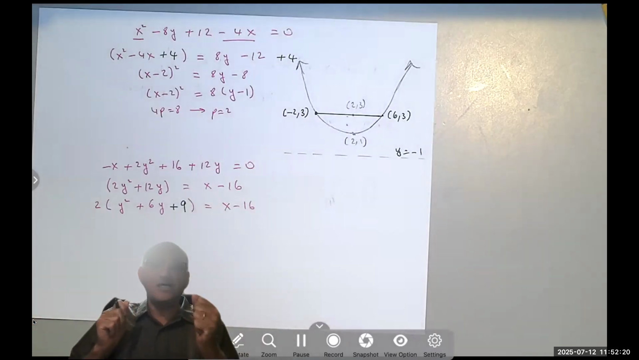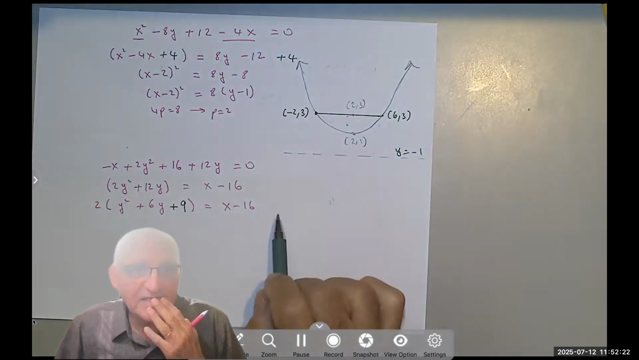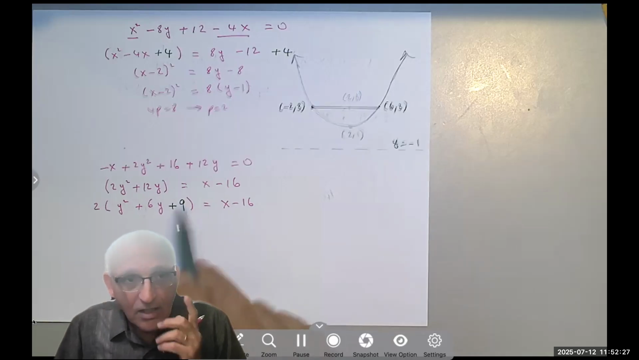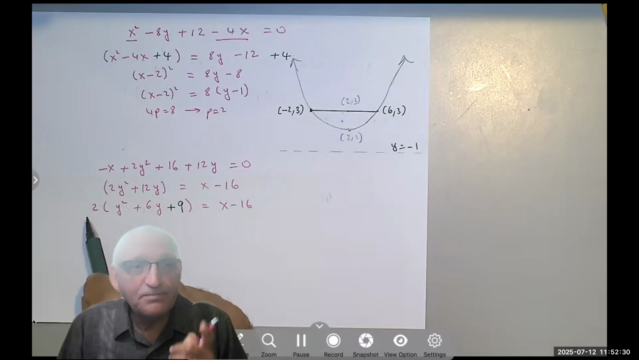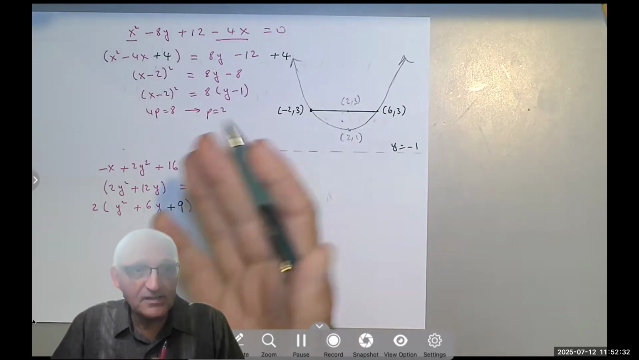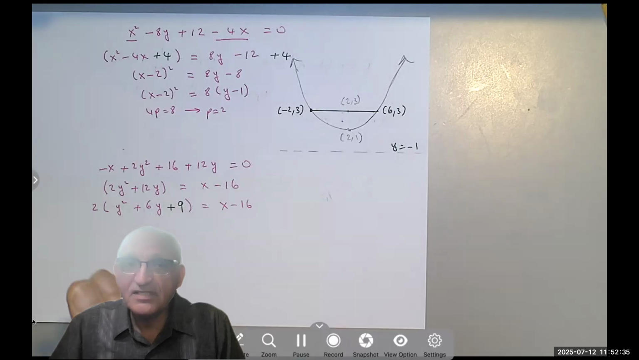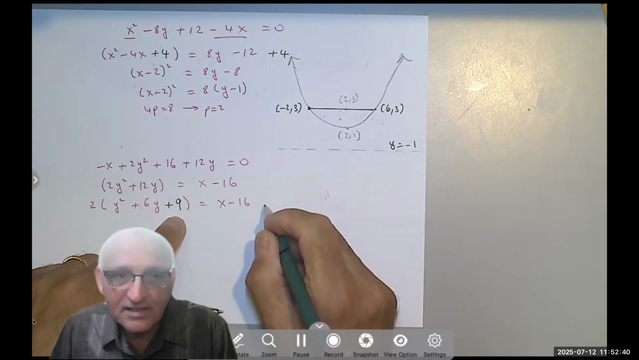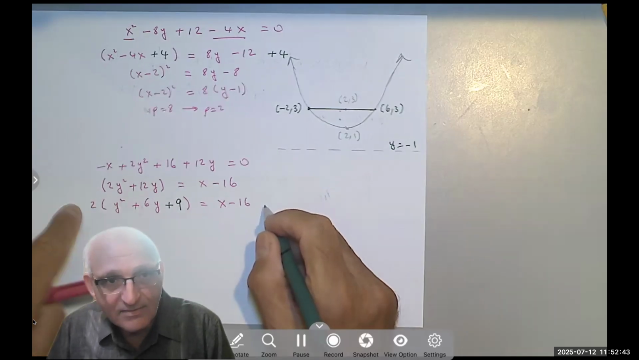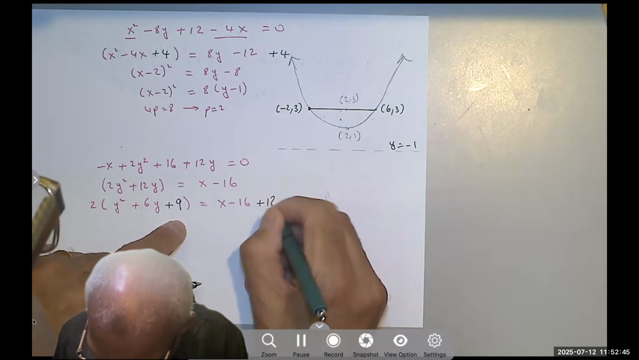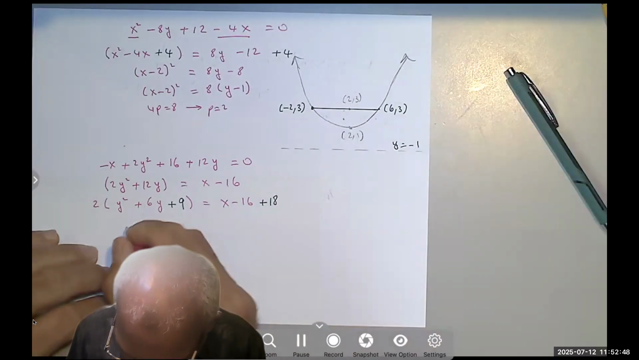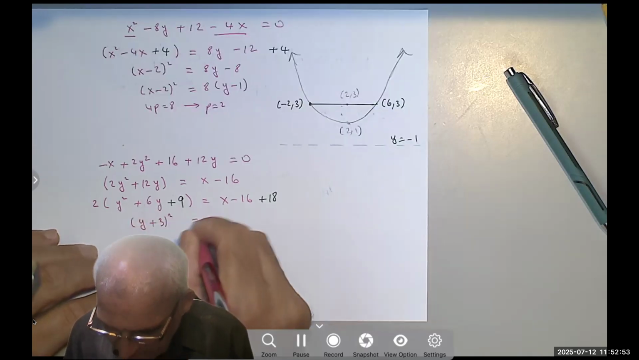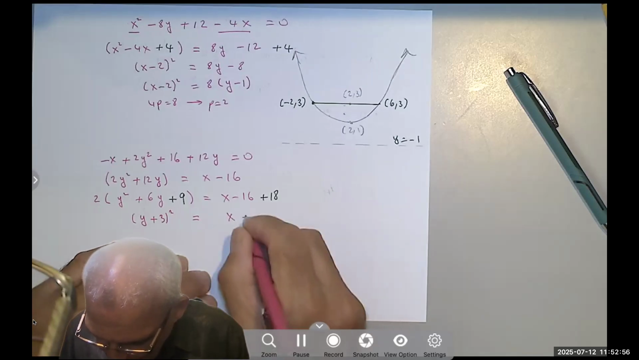And please be careful. I'm not going to add 9 to the right-hand side because I didn't add 9. I added 18. If you factor something out, be careful to include it later, because that's a common mistake I see students do. Say, oh, I added 9 here, so I'm going to add 9 there. You didn't add 9. You added 18. 2 times 9. So you have to add 18. And finally, this can be written as y plus 3 squared equals 2 times x plus 2.